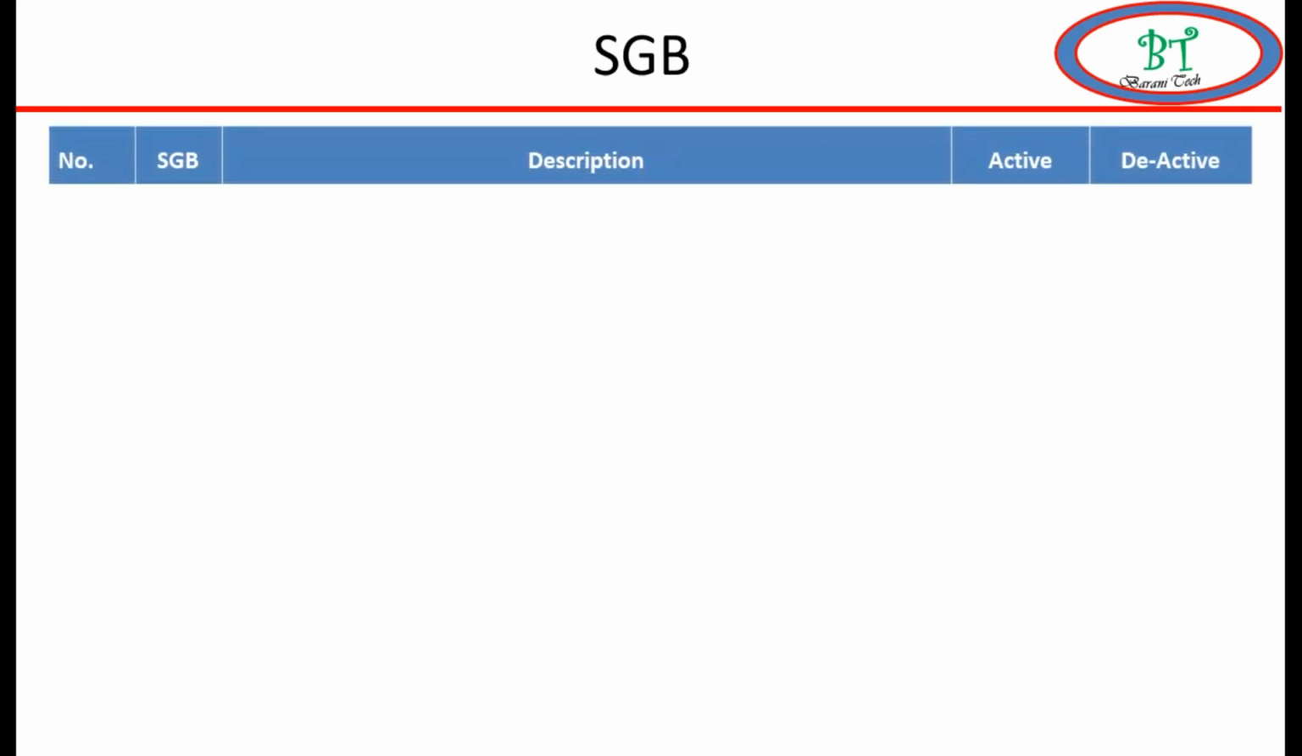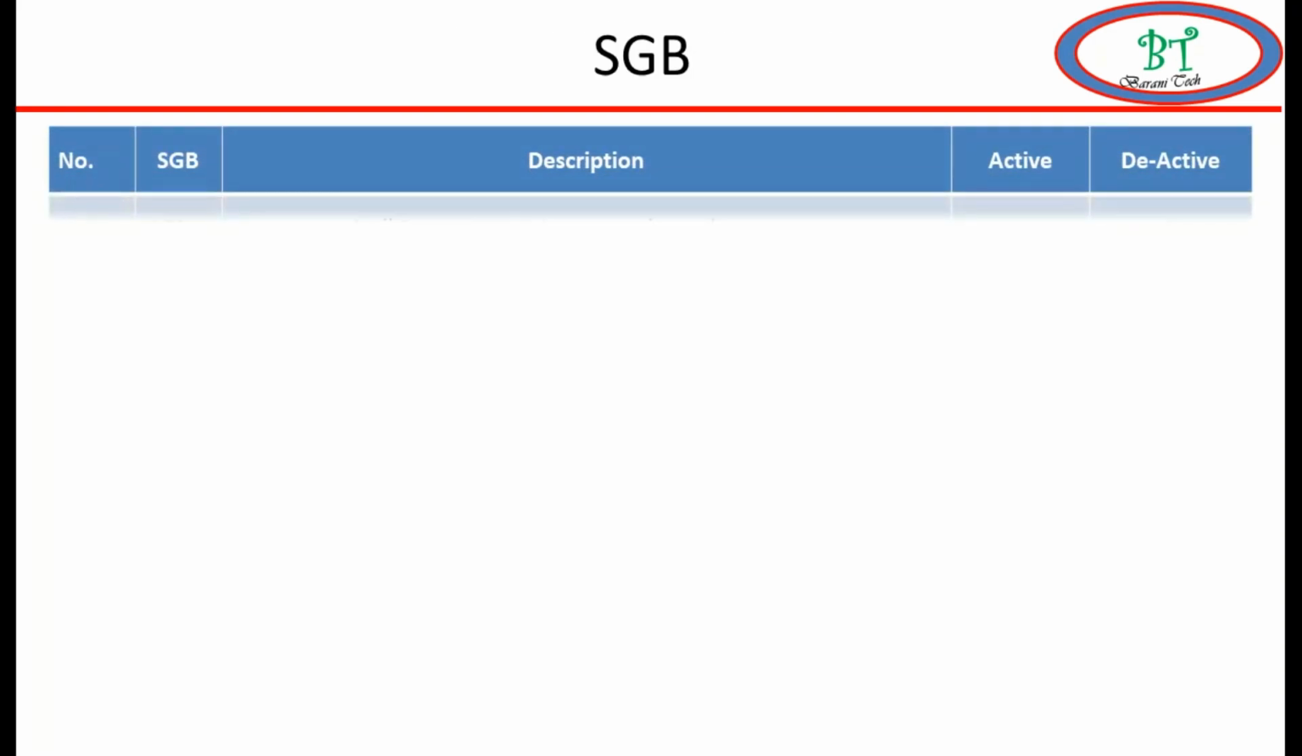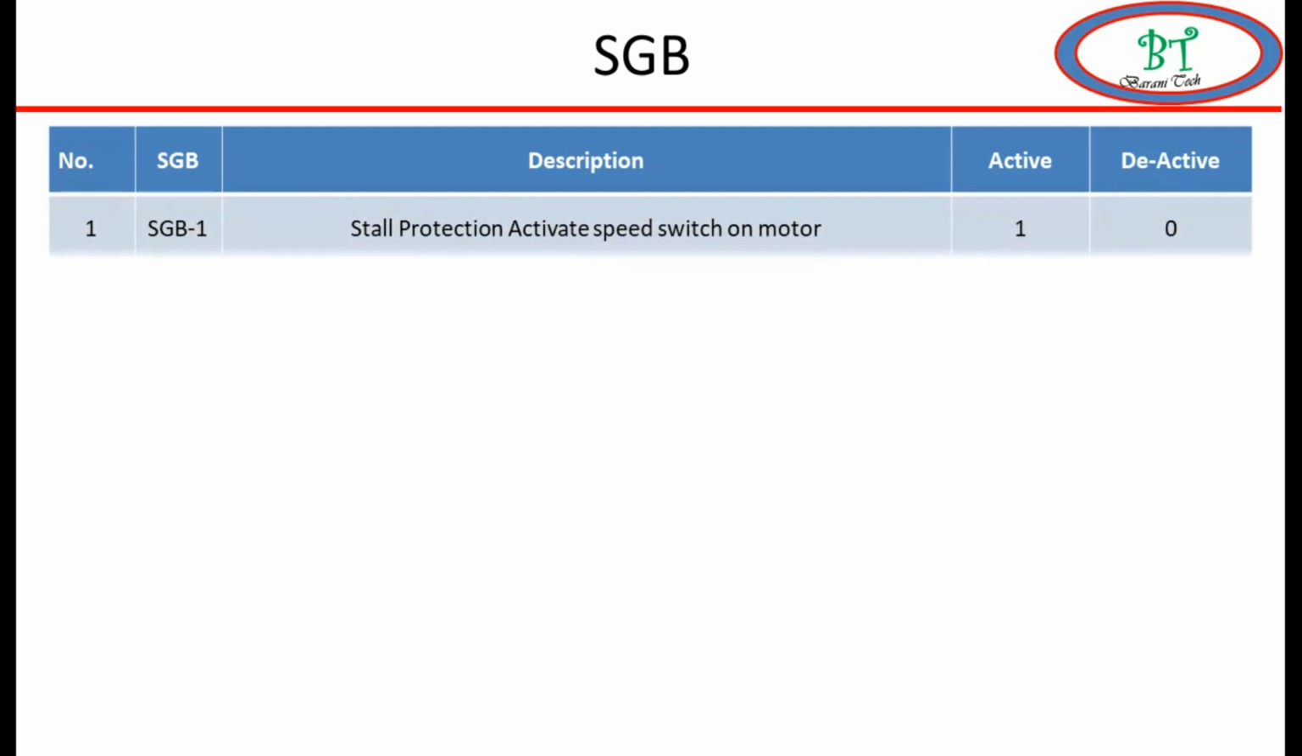We see them one by one. SB1 is for stall information of the relay from the speed switch on the motor. This function will activate when we keep the value 1 and the binary input is activated. When we configure this as 1, and at the same time the binary input 10 and level terminal is activated, then only this function will operate.